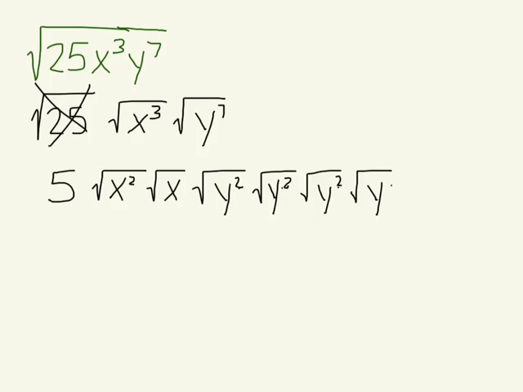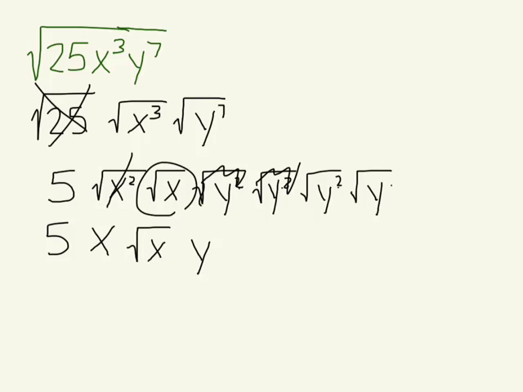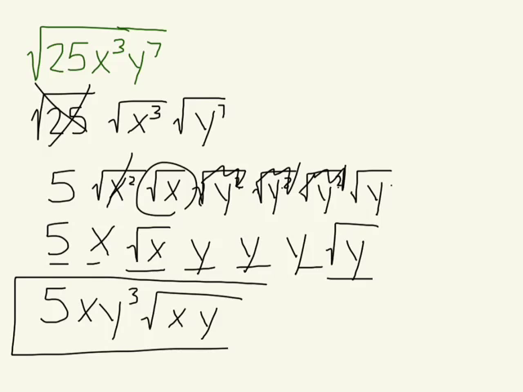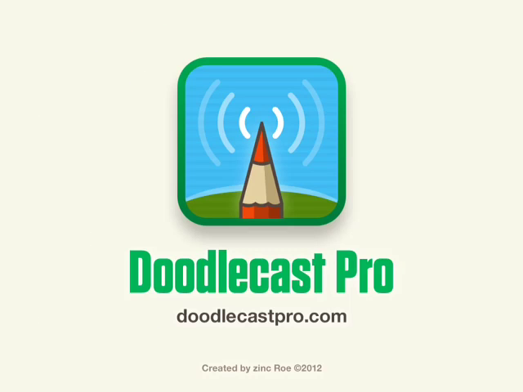And now I break these down. So 5, this one breaks into x. The square root of x right here stays the square root of x. The y squared and the square root cancel to y. Y, and then the square root of y. So we're left with 5x and then 3y, so y cubed. So we multiplied the outside stuff. Now we multiply the inside stuff and get square root of x times square root of y is the square root of xy. And that is our final answer.